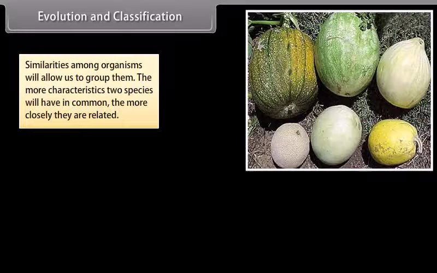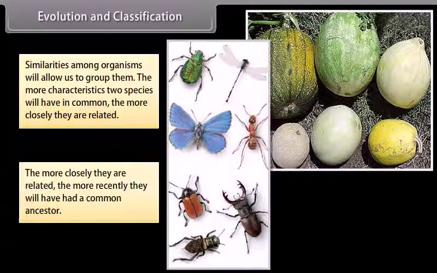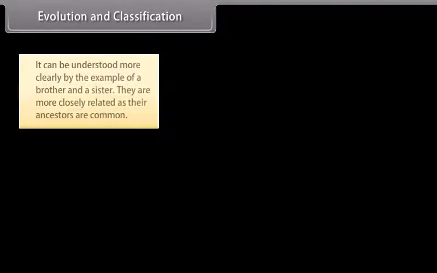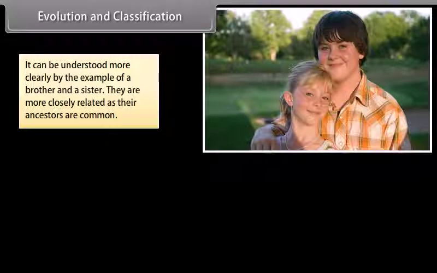Evolution and classification. Similarities among organisms will allow us to group them. The more characteristics two species have in common, the more closely they are related. The more closely they are related, the more recently they will have had a common ancestor. It can be understood more clearly by the example of a brother and a sister. They are more closely related as their ancestors are common.